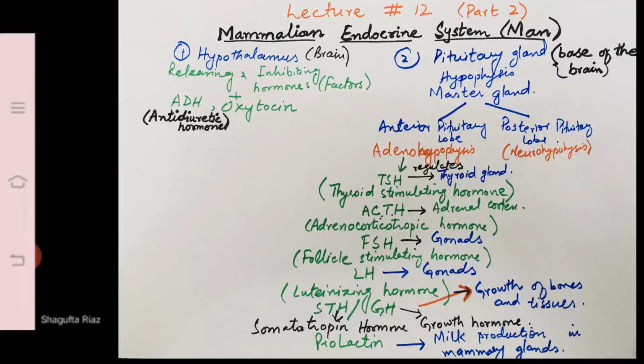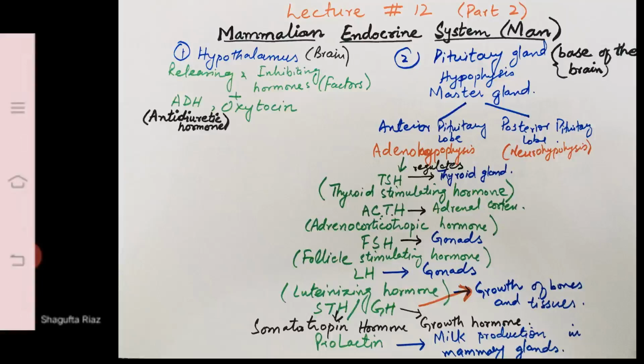In addition to this, it also releases ADH, that is a hormone, and oxytocin. This is also another hormone. The ADH, or antidiuretic hormone. ADH stands for antidiuretic hormone, right? So hypothalamus is part of the brain. So this is the location from where the secretion is released, right?